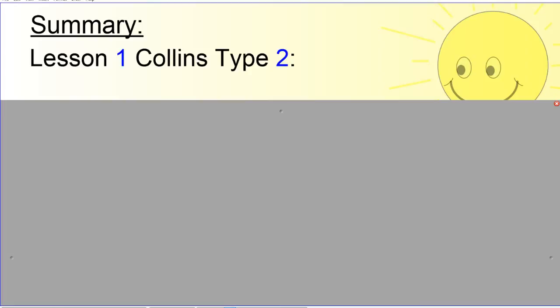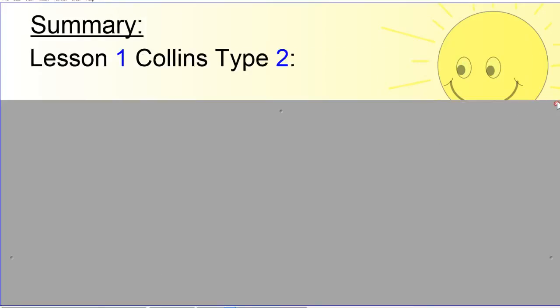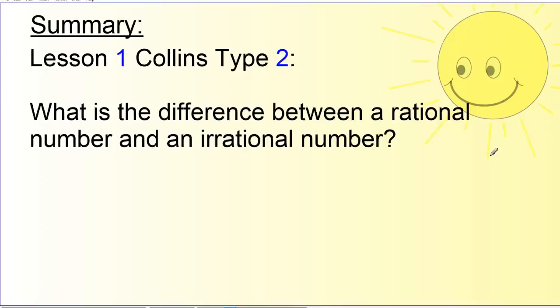Summary. So I'm not going to do the summary question here. You guys do that on Schoology if you need to. I'll show the question. It says, what is the difference between a rational number and an irrational number? So give, in your own words, what is the definition or the difference between the two?